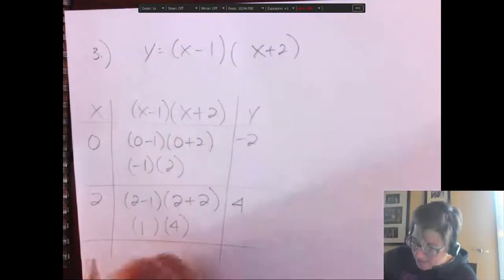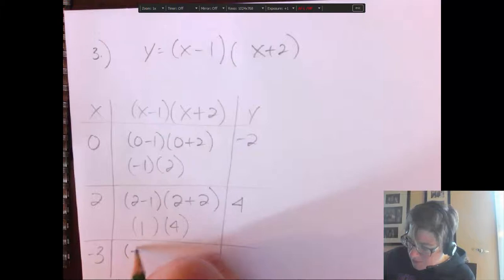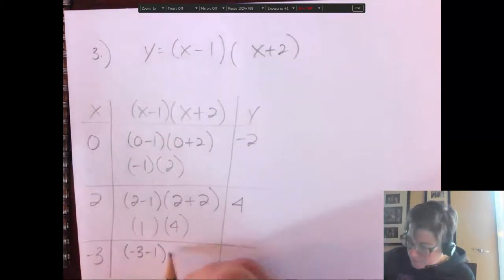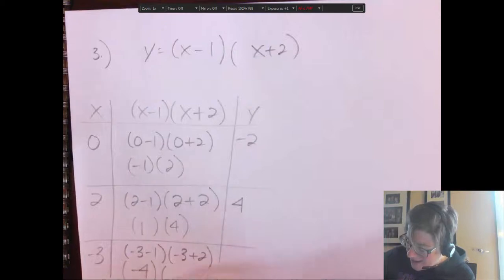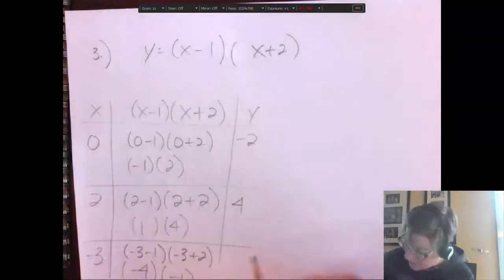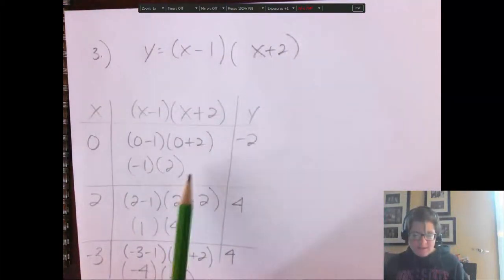And let's do one in the negative, maybe -3. I don't know why I picked the numbers that I just did, but that's okay. -3 minus 1, -3 plus 2, oh, I do know why I did. So this is -4 and -1. Negative times negative is a positive, so we get +4.